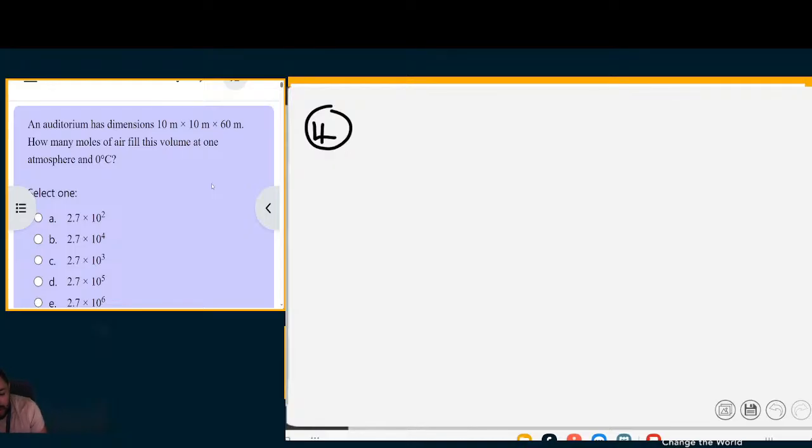Okay, so the temperature is 0 degrees Celsius. I just want to convert everything usually to the same correct units. I'm going to use the other gas constant. Well, it's the same gas constant, just a different version of it. So let's first write down the volume. It is an auditorium, so we assume it's a rectangular shape.